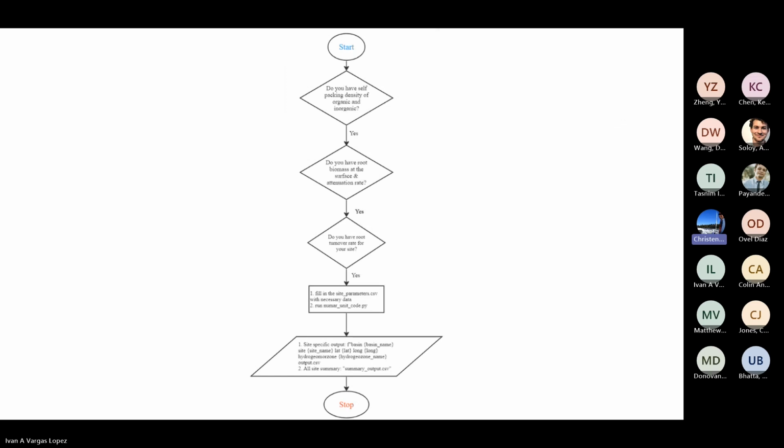So now we have cell packing density, we have root turnover, we have root biomass at the surface, so we can populate all the files using Andy's lookup table and run our code.